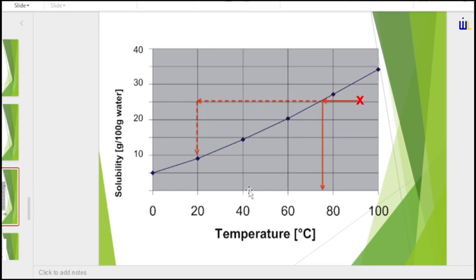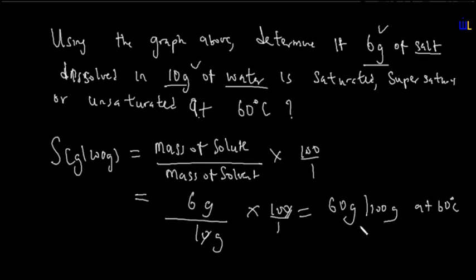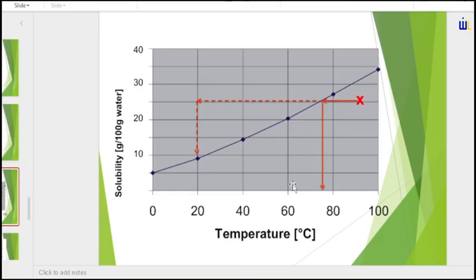Now we got that from our calculation. From our calculation at 60 degrees, according to the question, the temperature in the question is 60 degrees. We solved this and we got 60 gram per 100 gram. So at 60 degrees, this solution contains 60 gram per 100 gram. But let's check originally what it should be. At 60 degrees, what should be inside the solution is 20 gram per 100 gram. And because you have 60 gram per 100 gram instead of 20, is it supersaturated, unsaturated, or saturated?